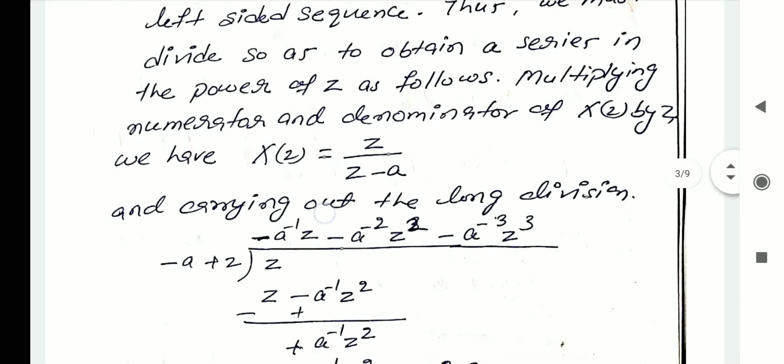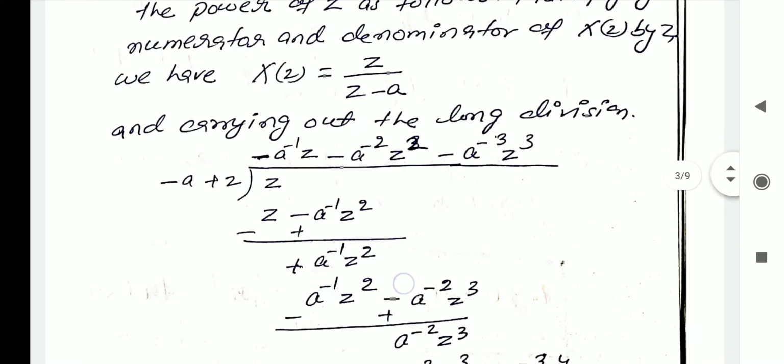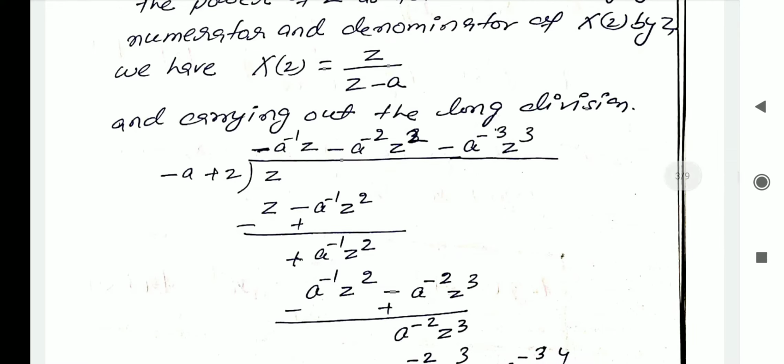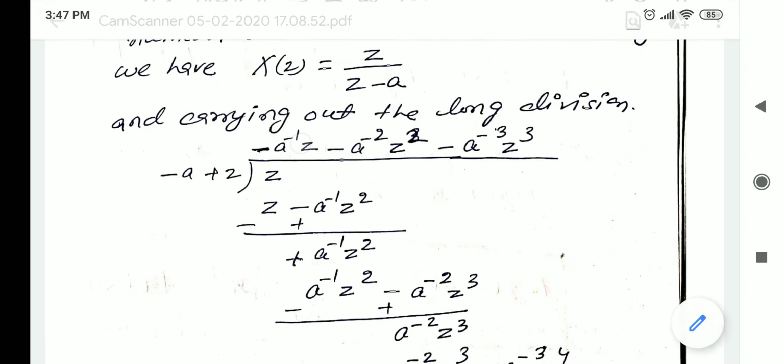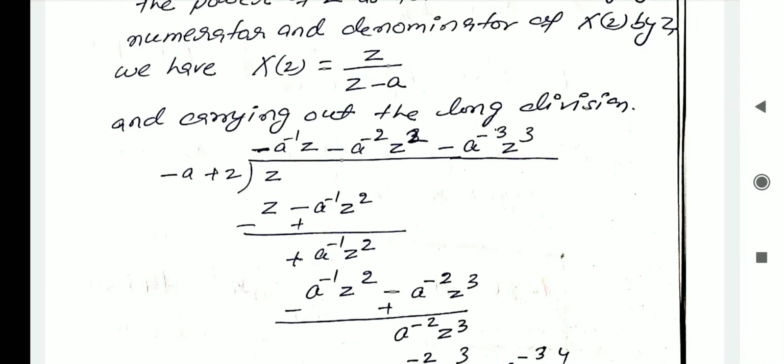We are getting x of z as z by z minus a. Now carrying out the long division method again. This denominator we are taking in this form, minus a plus z. That creates a difference, we will see the difference here. Because we are dividing this z by minus a plus z, the first term will be minus a. So minus a, if I am dividing z by minus a, it will be minus a to the power minus 1 z. So that is the first term of the quotient.